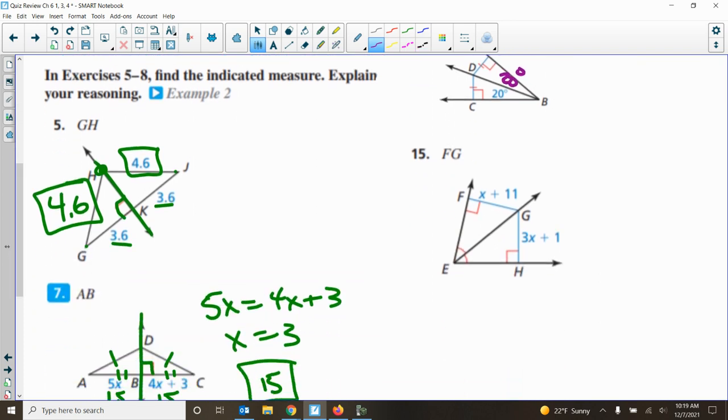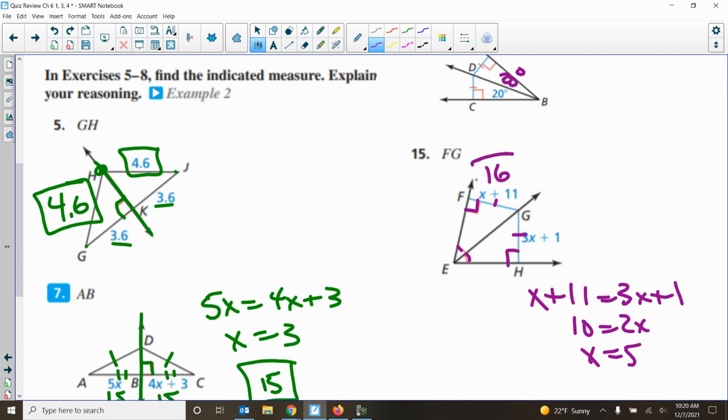FG, notice here we are on the angle bisector. These arc marks tell us so. We are taking the shortest possible paths. That means that these segments have to be congruent, and I can say x plus 11 equals 3x plus 1. Subtract x, subtract 1, we get 10 equals 2x, divide by 2, x equals 5. And we're going to solve for FG, plug in 5 here. Looks like this is going to be 16. If you plugged in 5 here, you would get 16 also as a nice little check. FG should be a length of 16.